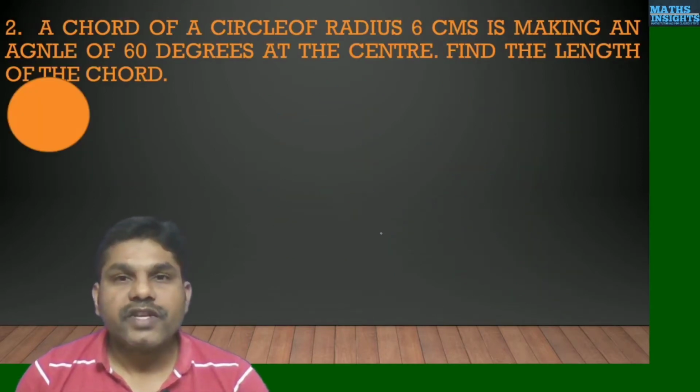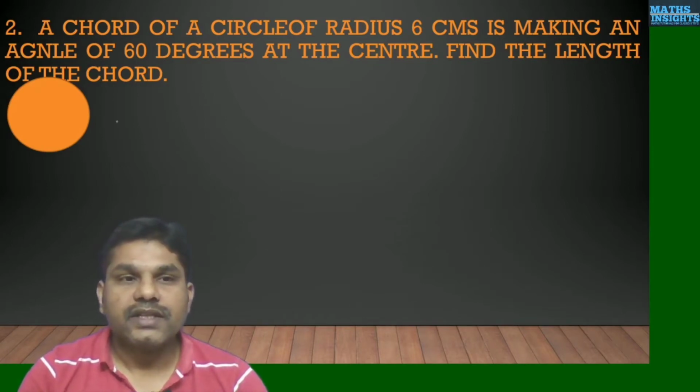See, this is a very important problem. This involves three concepts. A chord of a circle of radius 6 centimeters is making an angle of 60 degrees at the center. Find the length of the chord. I am taking this circle here. So, this is the circle.